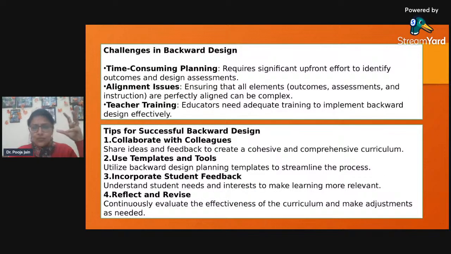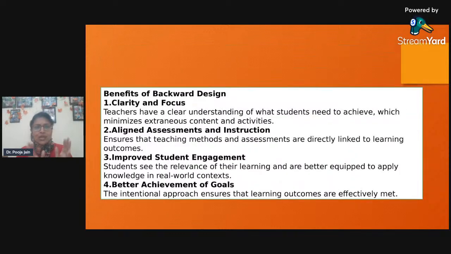What are the challenges? Now, before I show you the challenges, I want some of you to put down in the chat box, what do you think are the challenges of implementing backward design? Or do you think there are challenges or there are no challenges? So I want some of you, I'll wait for say about 10 seconds.